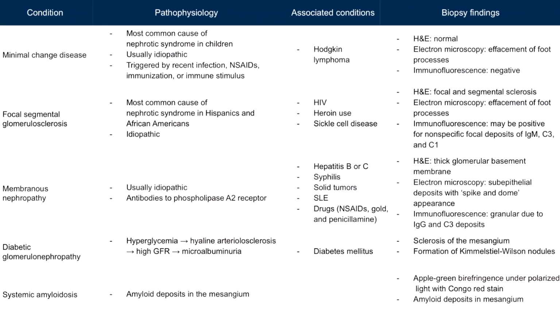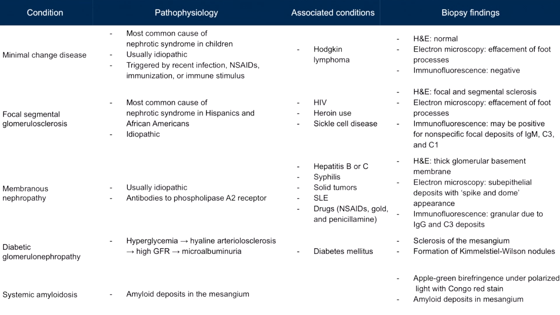Okay, let's move on to membranous nephropathy. Membranous nephropathy is usually idiopathic, but it may result from antibodies to the antiphospholipase A2 receptor. Before moving on to the associated conditions, I just want to point out that the three conditions we've discussed so far are all usually idiopathic: membranous nephropathy, focal segmental glomerulosclerosis, and minimal change disease. So that's usually how they present. But it's important to know those other details, such as antibodies to phospholipase A2 receptors in this membranous nephropathy case.